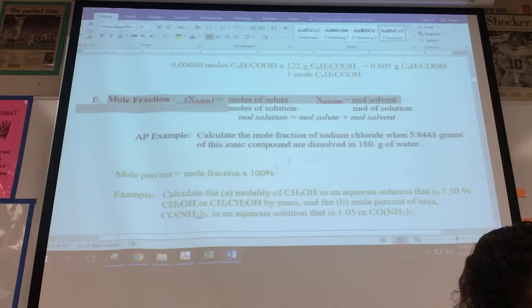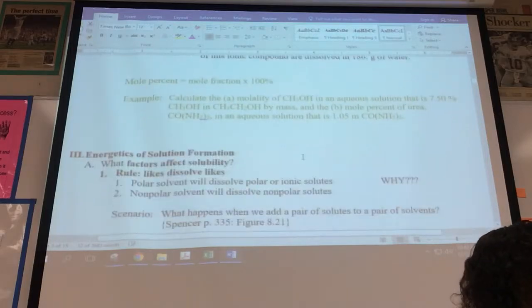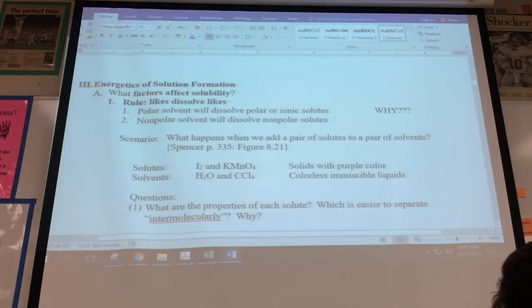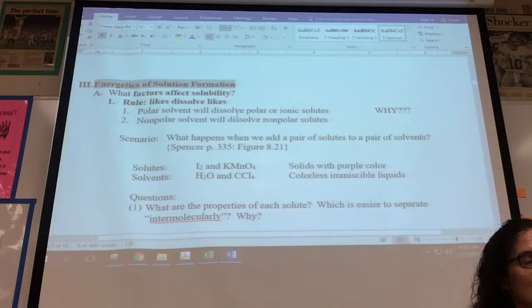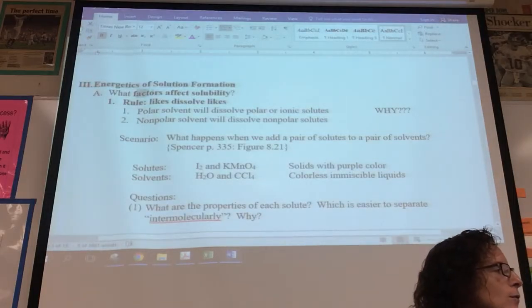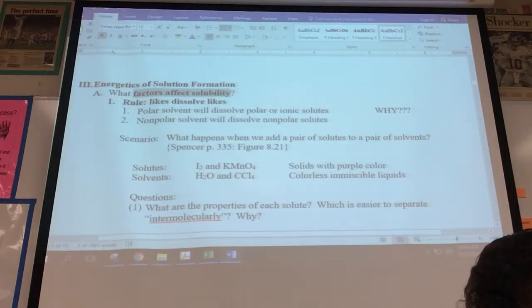Mole fractions, be familiar there as well. You don't need molality anymore, they don't look at that. All right, what we also really want to introduce today are energetics of solution formation. Before we get into that hot and heavy, we want to make sure that you understand your IMFs that you were just assessed on. So we're going to look at the factors that affect solubility.